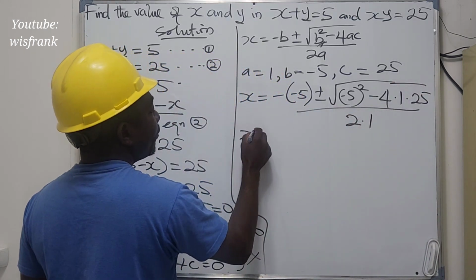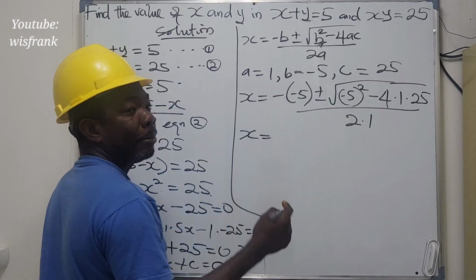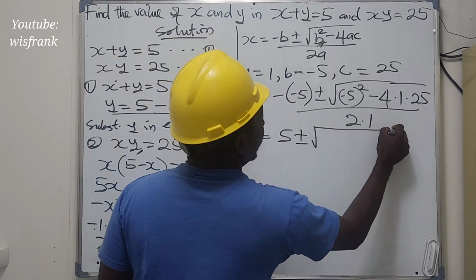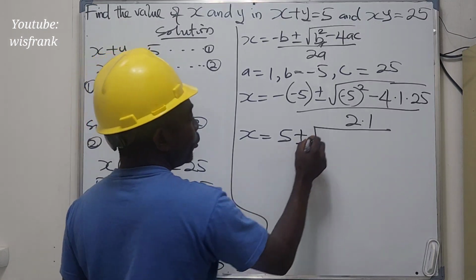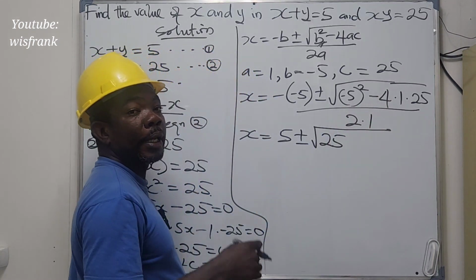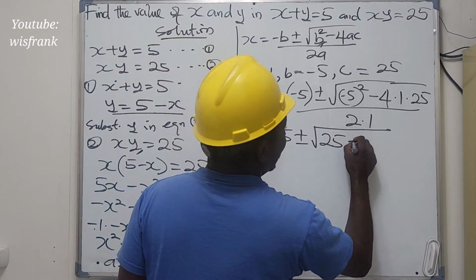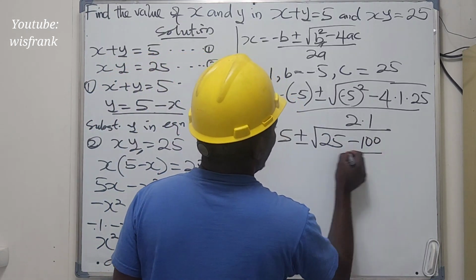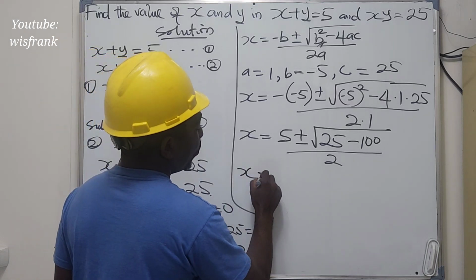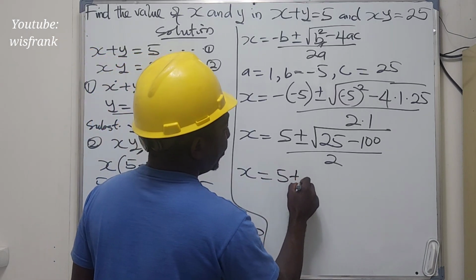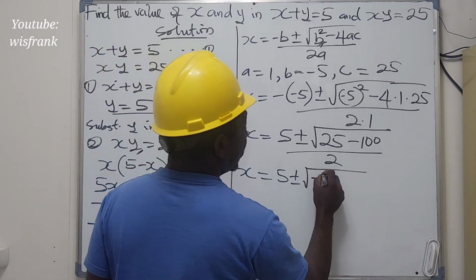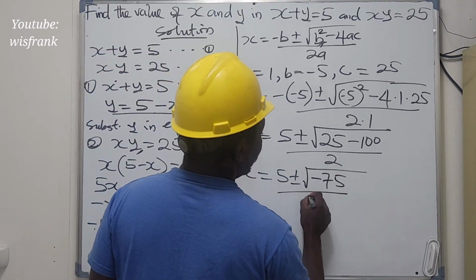So in this case, we have the value of x equals minus times minus 5, we have 5, plus or minus square root of minus 5 to the power of 2, which is 25. Then we have minus 4 times 1 times 25, we have minus 100. So all over 2 times 1 is 2. So here we have the value of x equals 5 plus or minus square root of 25 minus 100, which is minus 75, all over 2.